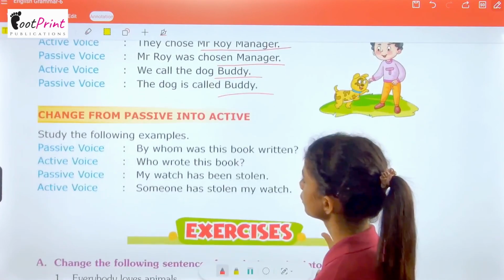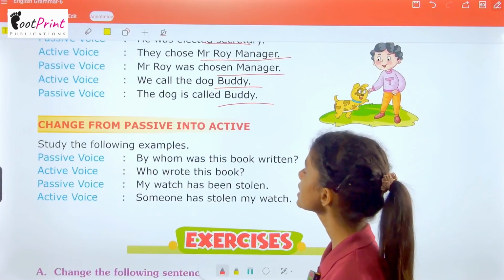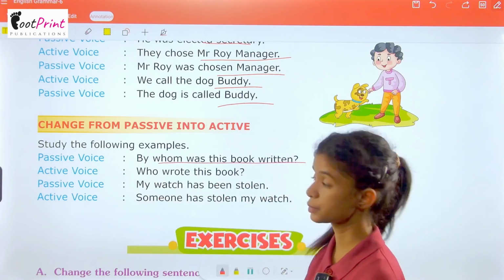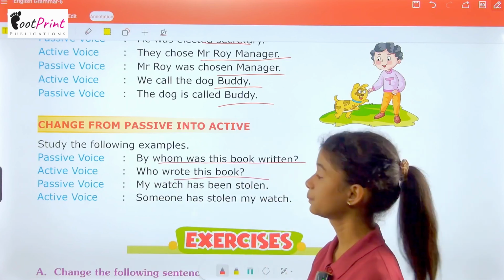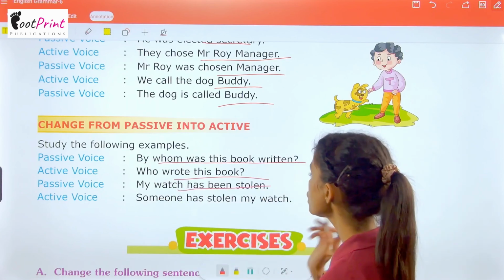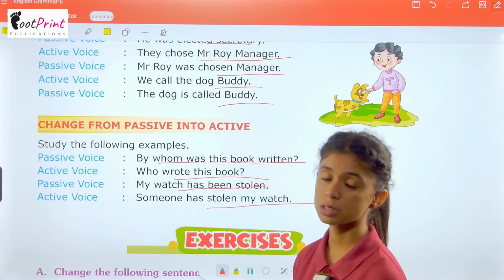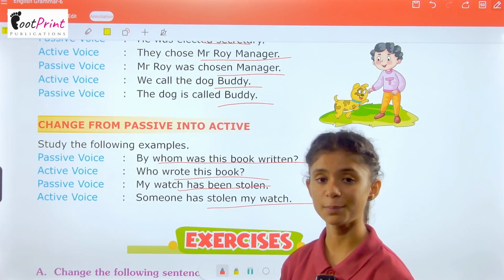Now, change from passive to active. Let's see. By whom was this book written? Who wrote this book? My watch has been stolen. Someone has stolen my watch. So this is how we convert from one type of voice to the other.